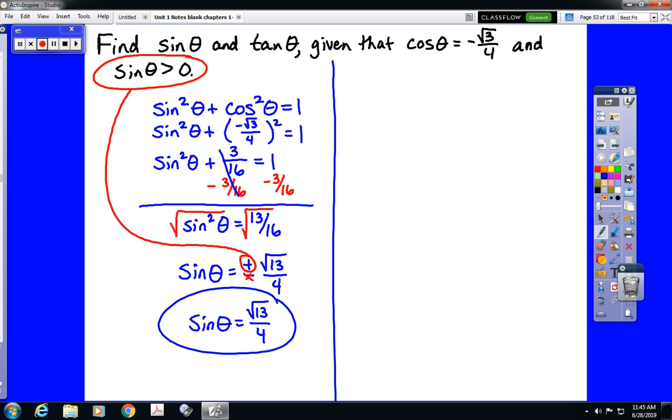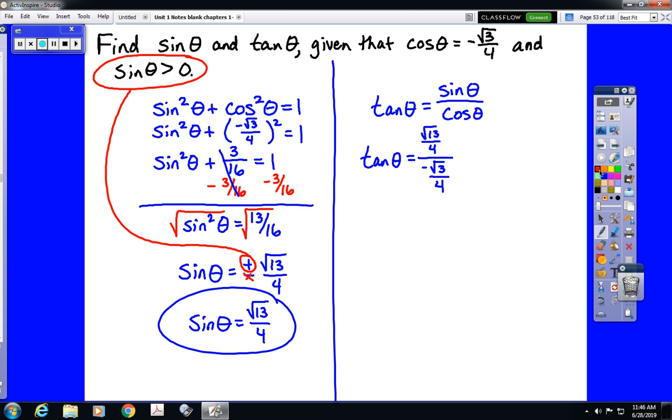Now that we know sine, we need to figure out what cosine is. Or I'm sorry, what tangent is. There we go. So here is where we use our quotient identity. Tangent of theta equals sine of theta over cosine of theta. Plug in what we know. We know the sine and the cosine. So that gives us that the tangent of theta is root 13 over 4 divided by negative root 3 over 4.